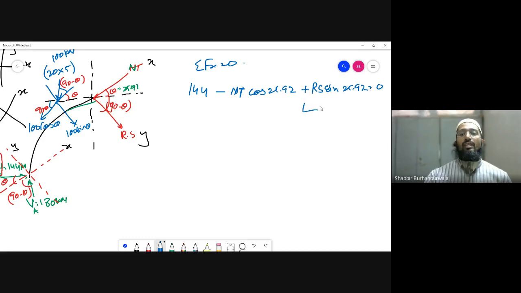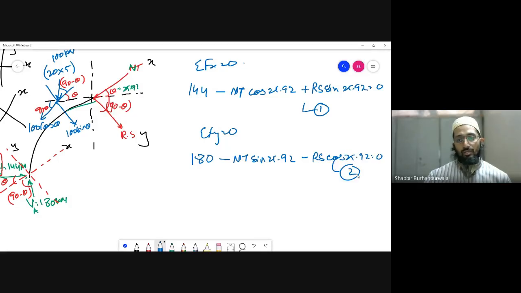Okay, so this is your equation number 1. You can go for summation Fy equals 0. For summation Fy equals 0, we have VA which is acting in upward direction, so 180 kilonewton acting upward, and minus NT, the y component of NT, which is going to act in downward direction, sine of 25.92. Then RS, again acting in the downward direction, so minus RS cos of 25.92 equals 0. This is your equation number 2.